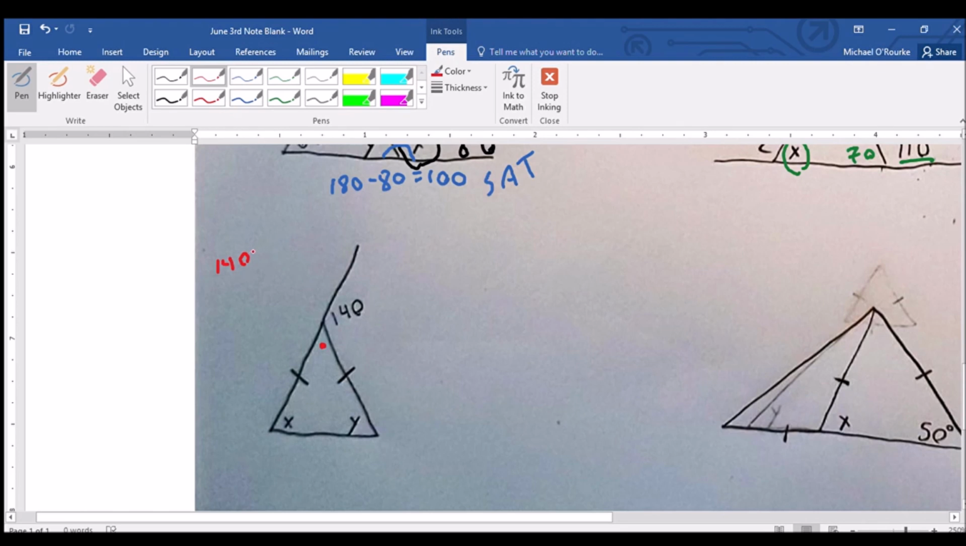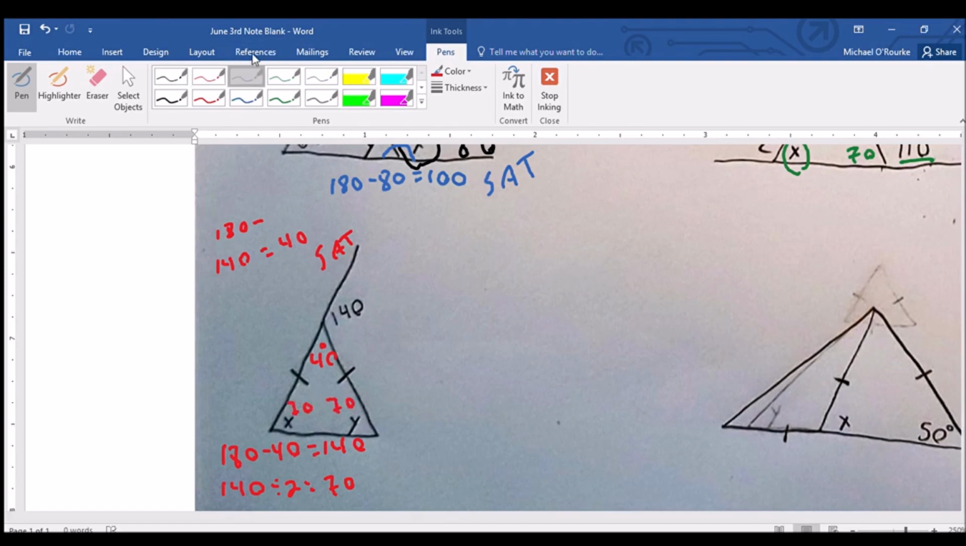So 180 minus 140 equals 40. And that would be SAT, supplementary angle. Then I know these two are going to be equal. So this is the same question as above. 180 minus 40 equals 140. 140 divided by 2 is 70.